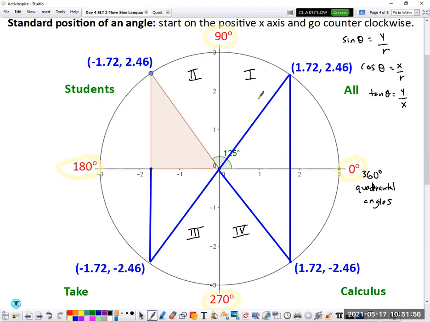The way we evaluate sine, cosine, and tangent for angles larger than 90 degrees is to use the symmetry of the circle and use what we know about the signs of the ordered pairs in these quadrants. For example, over here, X is negative, Y is positive. This is what I want everyone to do. Underneath these, I want you to write plus, plus, minus, plus, minus, minus, plus, minus.